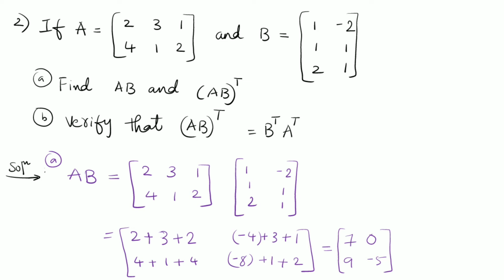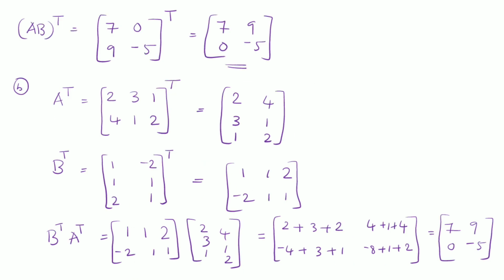Now you have to take the transpose of this matrix. That is (AB) whole transpose is equal to the transpose of 7 0 9 minus 5. First you will be writing what is the AB matrix. In the power you have to write T or dash. That is equal to, how will you write (AB) whole transpose? The first row is your first column. So 7 0 you will be writing 1 by 1. Then 9 minus 5 is here. Second row is changed to second column. So you got the answer for (AB) whole transpose.